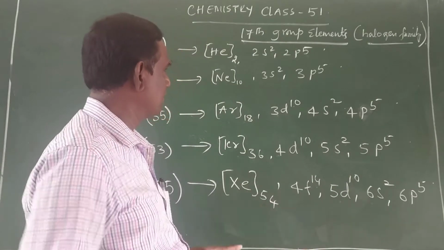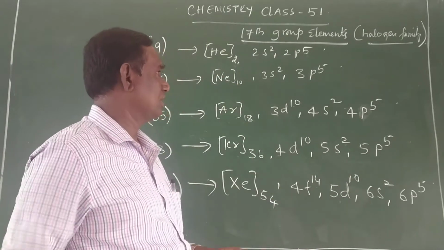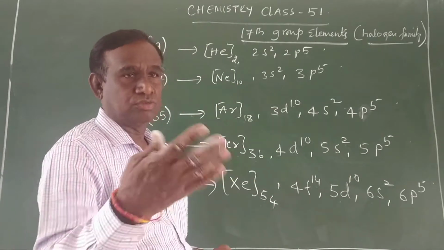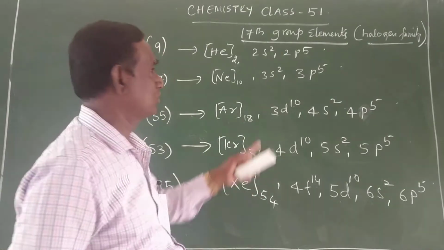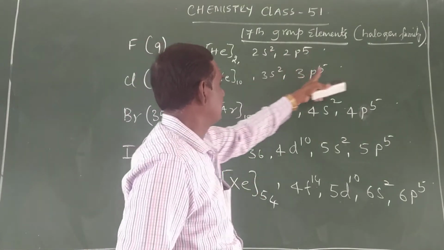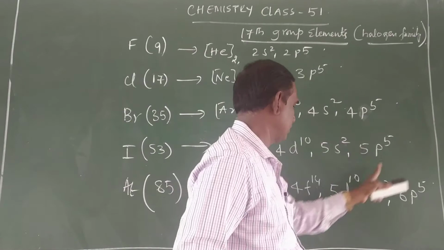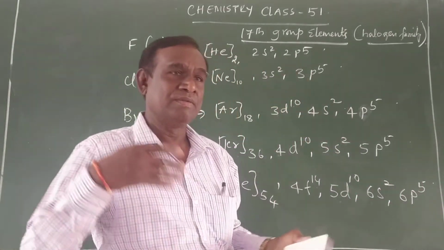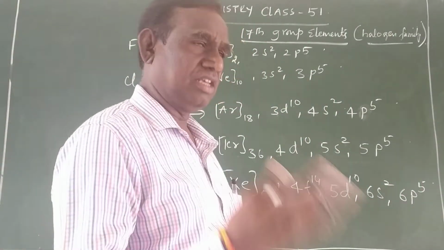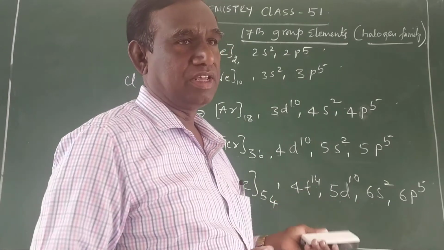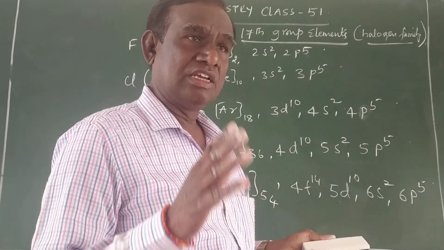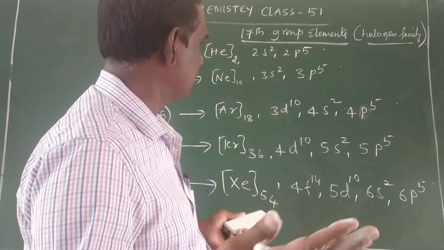Here you can observe in all these elements that the last valence shell contains only 7 electrons: 2 plus 5, 7. That means almost all the halogen family elements contain 7 valence electrons in their valence shell.